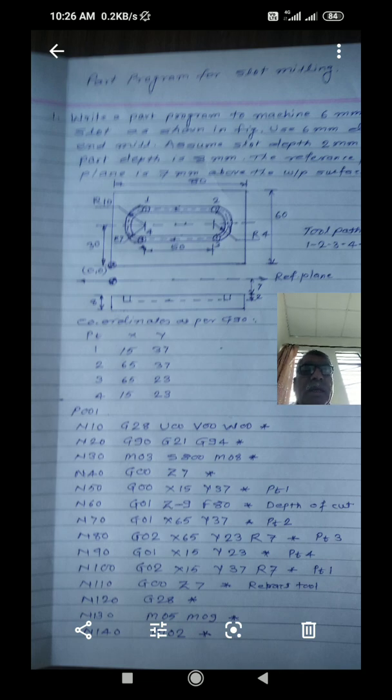The outer radius is 10 millimeter, the inner radius is 4 millimeter, and the center of this radius is 7 millimeter. Means, as shown in the figure, the center path has a 7 millimeter radius. Is it clear?